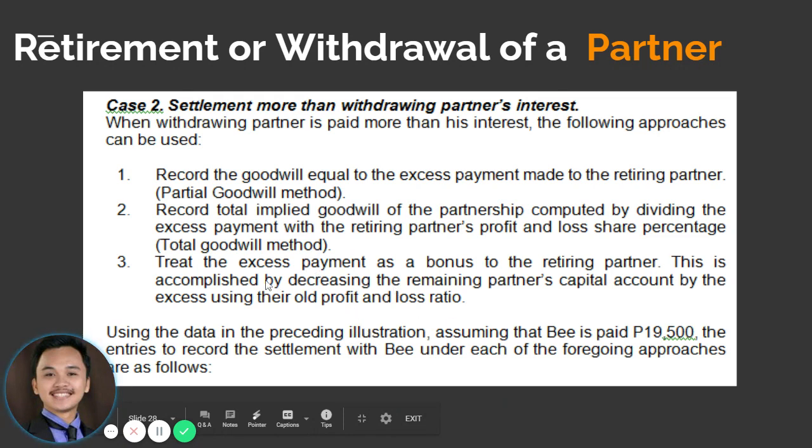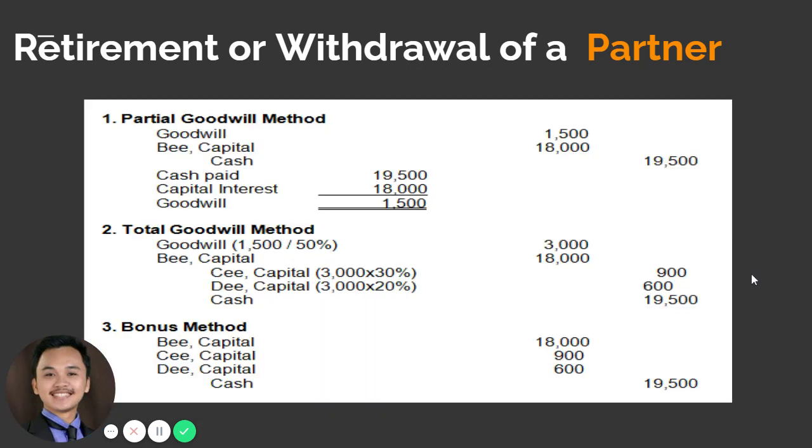So this time, we will only focus our discussion on the bonus. Although there is a presentation here of partial goodwill and total goodwill, we will focus this time on the bonus method. So under the bonus method, B will receive cash of 19,500. Take note, his capital that can be credited is only 18,000, so B capital is debited for 18,000, but what he received is 19,500. Therefore, the excess of 1,500 is deducted from the capital of the remaining partners, C and D. So in this case, the withdrawing or retiring partner has a bonus. The bonus of 1,500 is absorbed by C and D. So, that is under the bonus method.